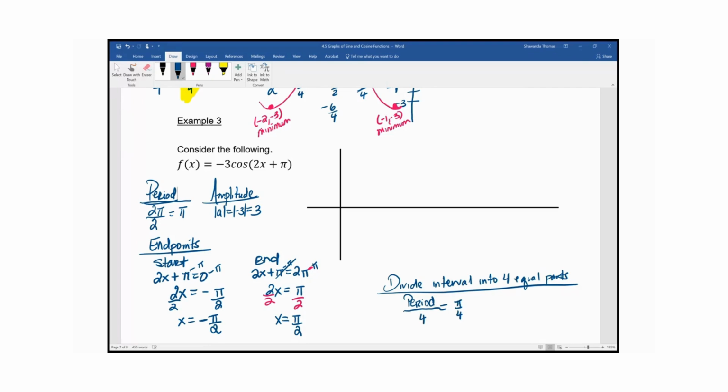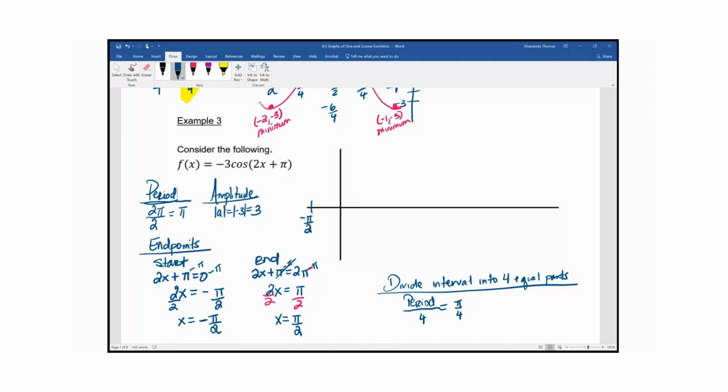All right. So we know we're going to do pi fourths distance apart from each other. Now we're going to start at negative pi over 2 though. Where is negative pi over 2 on this x-axis? To the left of the y-axis or to the right? It's to the left, definitely to the left. Let's say it's right here, negative pi over 2.